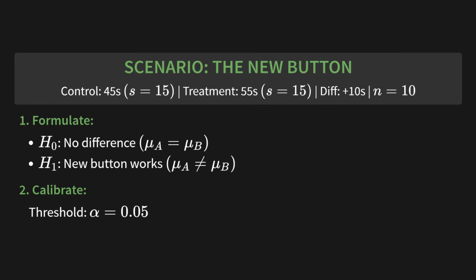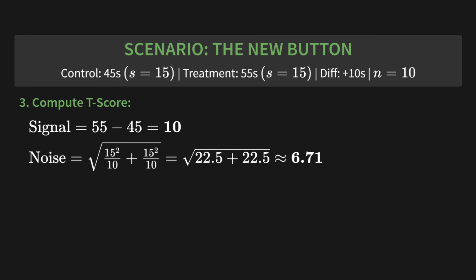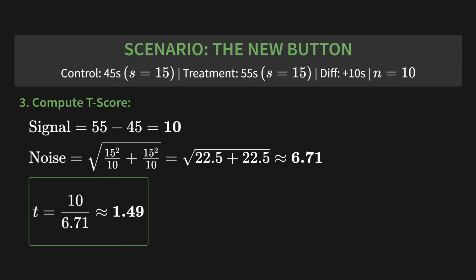Now for the math. Step 3, compute the t-score. First, the signal. That's easy. 55 minus 45 is 10. Next, the noise. We take the square root of 15 squared divided by 10 plus 15 squared divided by 10. That's the square root of 22.5 plus 22.5, which is the square root of 45, which comes out to about 6.71. So, our final t-score is signal divided by noise. 10 divided by 6.71, which is about 1.49.